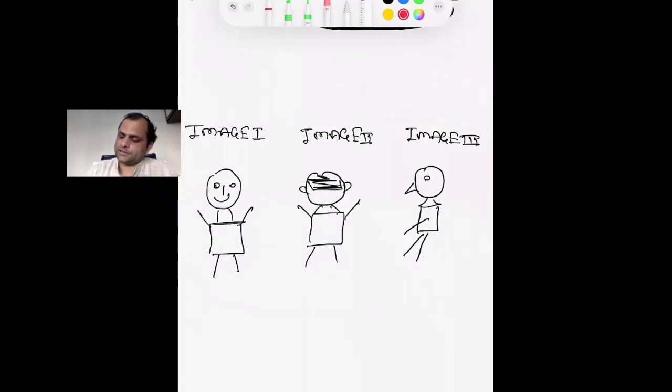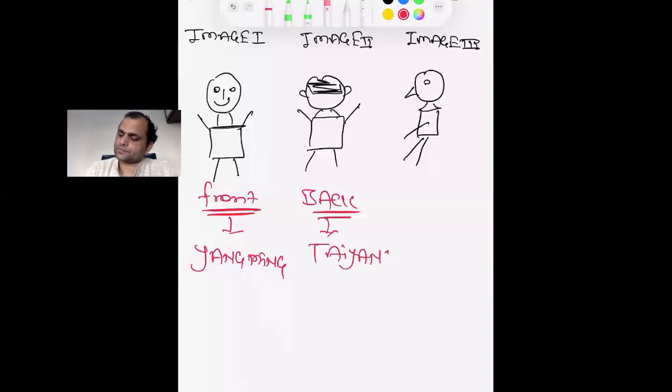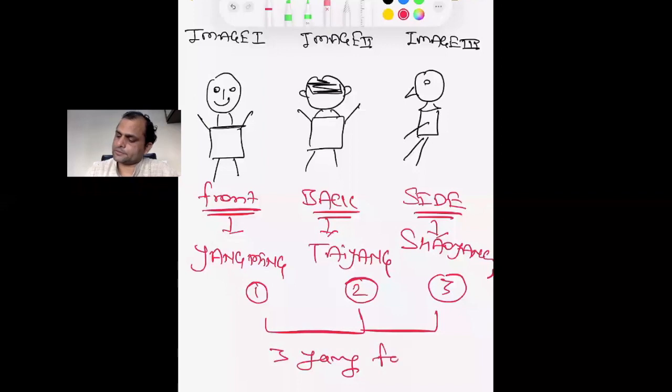The first side is the front side. The meridian, the energy supplying the front side, is called Yang Ming. The energy supplying the back part is called Tai Yang. And the energy supplying the side of the body is called Shao Yang. So this is family number one, family number two, family number three. These are three Yang families.